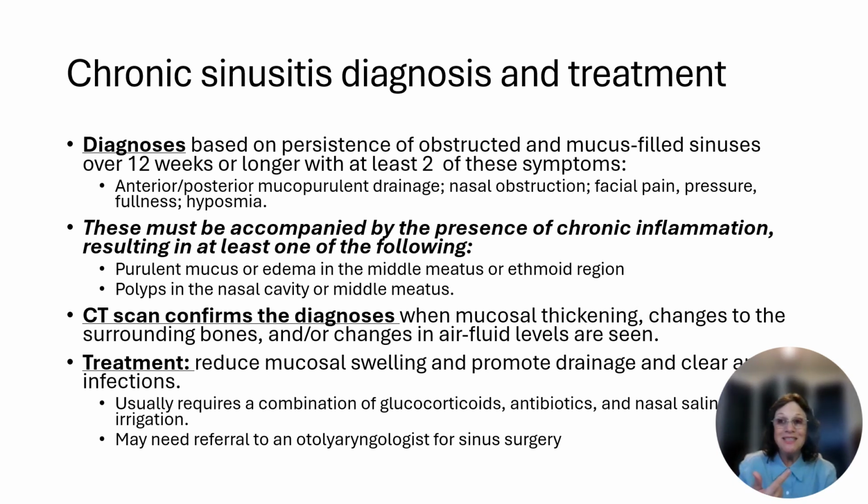We can do a CT scan to confirm that diagnosis, because when the mucosa thickens, it changes the surrounding bones, kind of moves them out, or it changes the air and fluid levels that are seen. So we'll see different areas of opacity. And we treat it by trying to reduce mucosal swelling to promote the drainage and clear the infections.